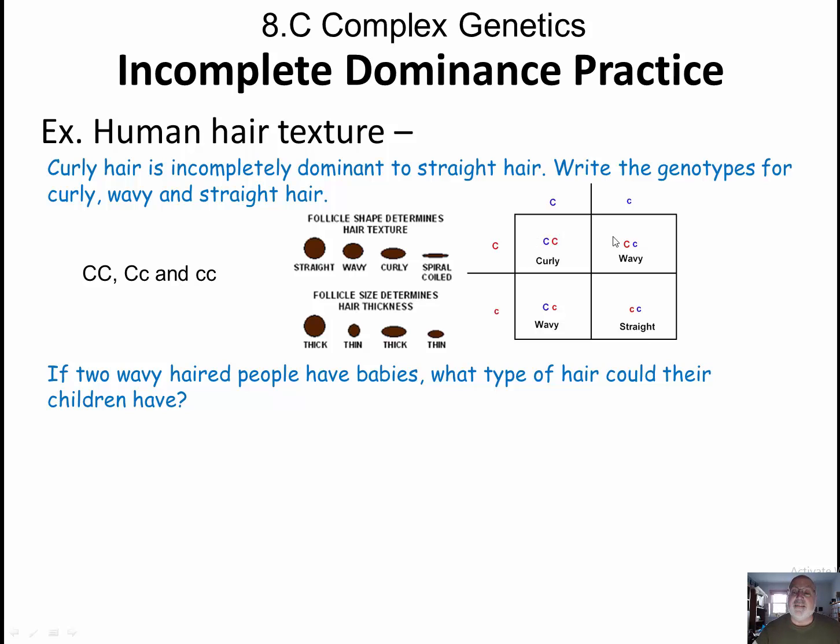And again, with this kind of setup, you have a 25% chance each time there's a baby for it to be curly, or a 50% chance for wavy. More of the kids are actually going to be wavy haired if you have two heterozygous parents. Curly, wavy, straight, how does it look?